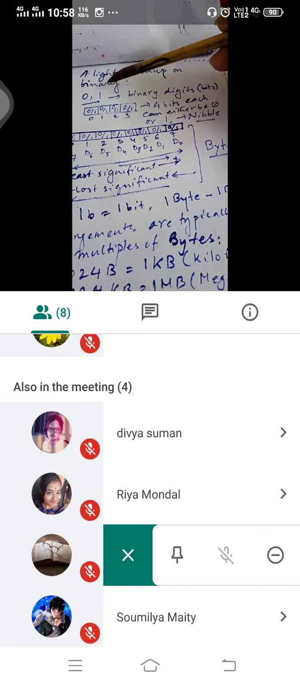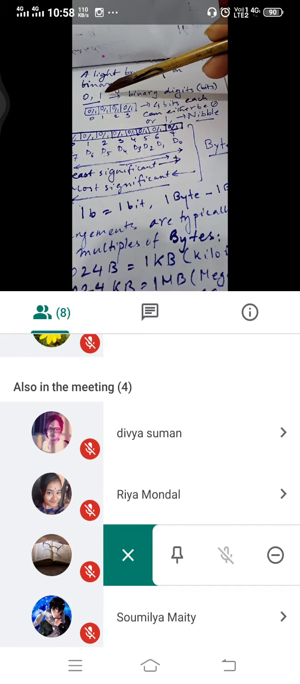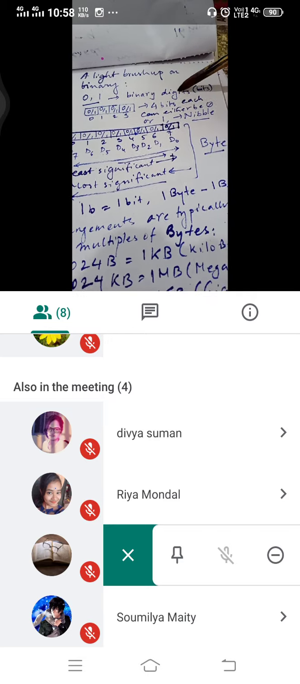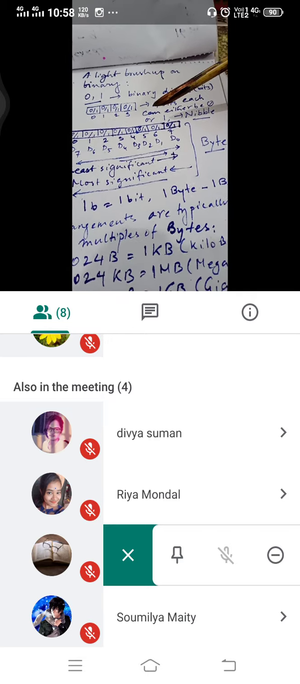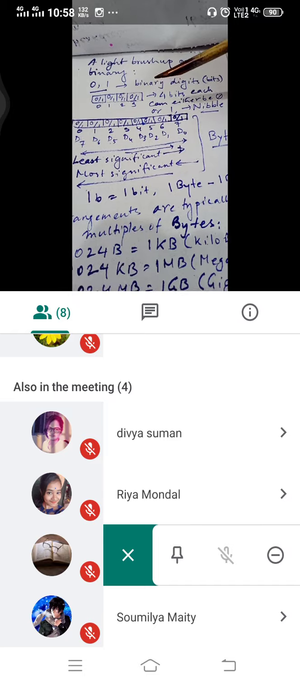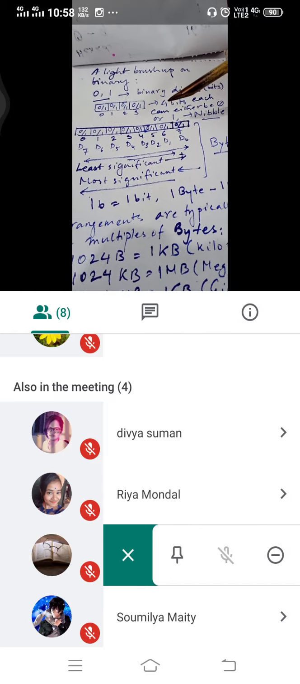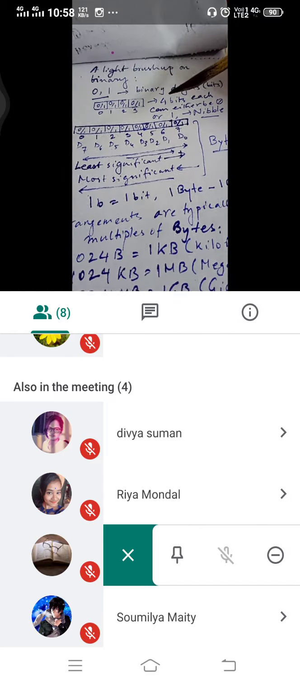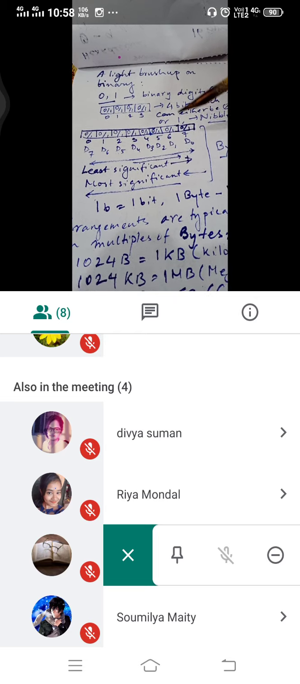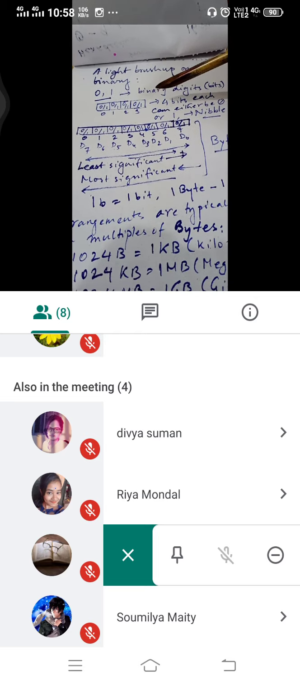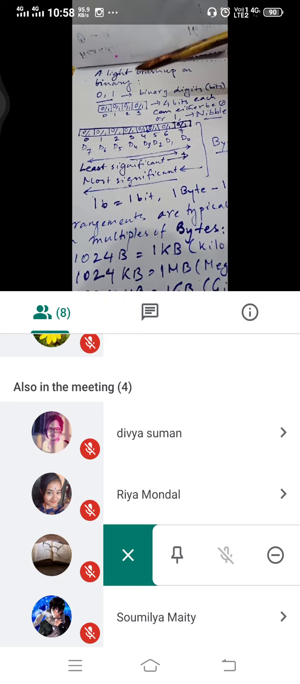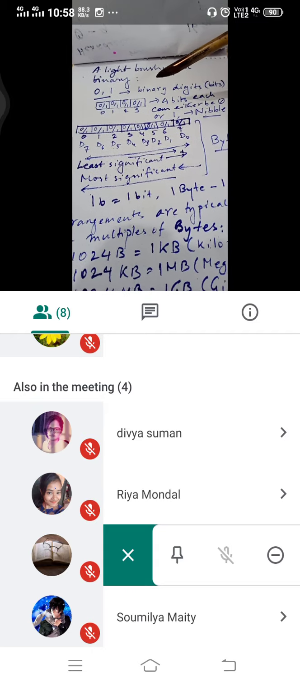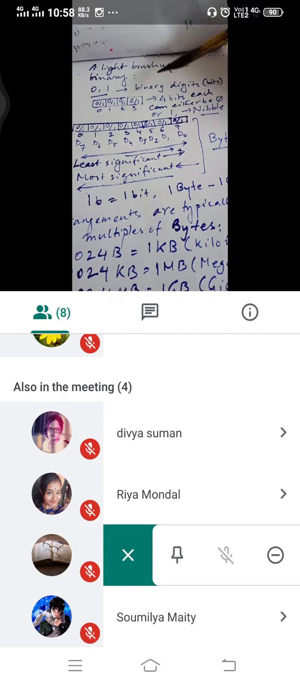Binary system, so obviously it has two digits, 0 and 1. Now, a while ago, Diba was asking whether this was a part of architecture, and I said that for any computer science course, the number system is very important. I will tell you why.